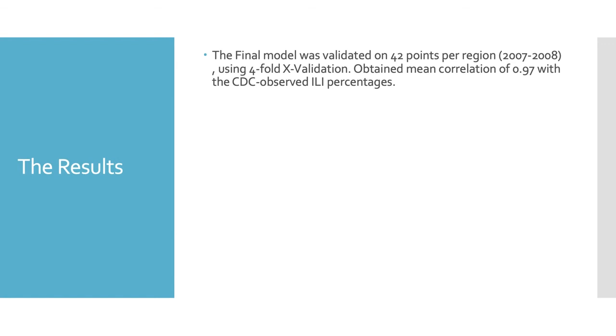Now, we look at the results. We use fourfold cross-validation, and on 42 points in a particular region for the time frame 2007 to 2008, which was not considered earlier in our model training, we obtain a mean correlation of 0.97, which is highly accurate.